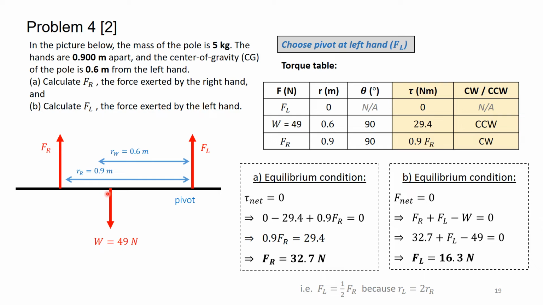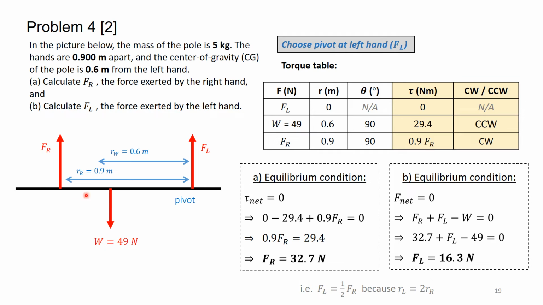So the further the weight is from the force applied, the smaller the force is. And this also applies when two people are trying to lift a heavy object. The person who holds closer to the weight, closer to the center of mass, will have to apply a bigger force than the other person.